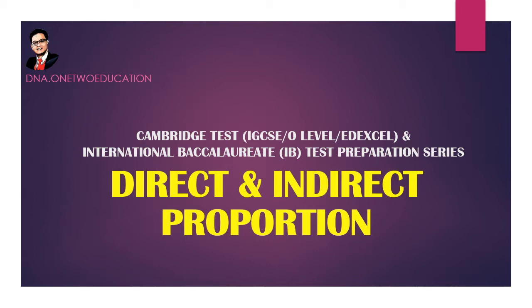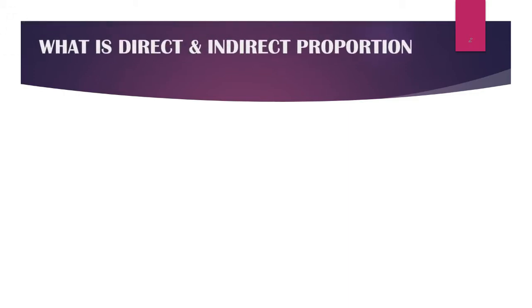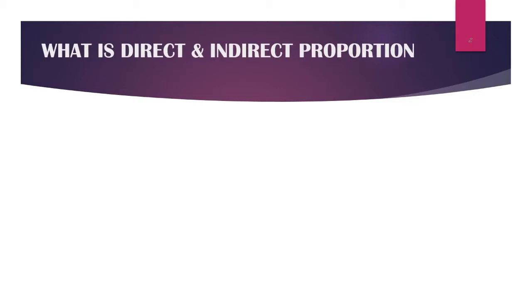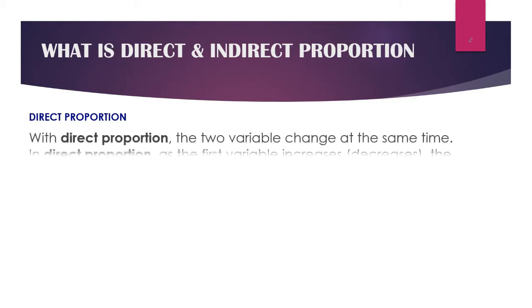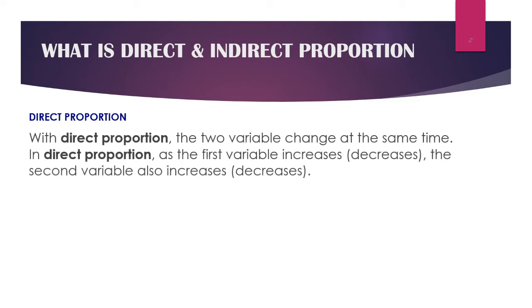So what is direct and indirect proportion? Direct proportion. With direct proportion, the two variables change at the same time. In direct proportion, as the first variable increases, the second variable also increases. And as the first decreases, the second variable also decreases.